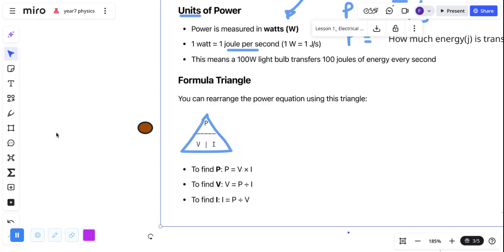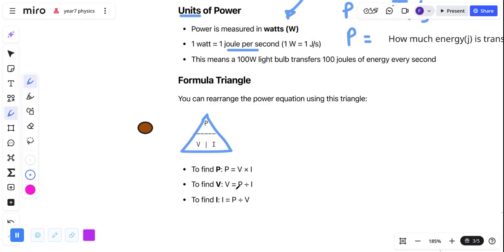If you want to find power here, so if the question asks me to find power, what you do is you cover the P. That's what you're trying to find. So to find power, it is voltage times current. Okay, V times I. If you want to find voltage, you cover voltage, and you're left with power divided by current. If it asks you to find current, you cover current, which is I, power divided by voltage.